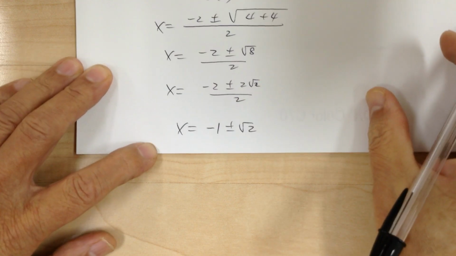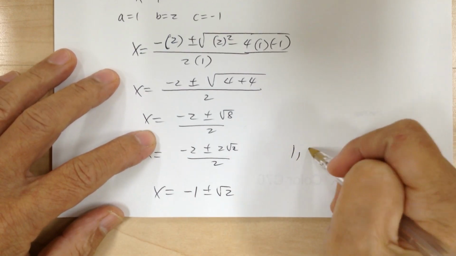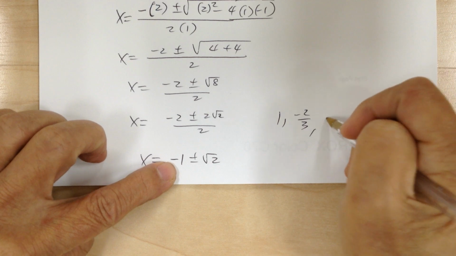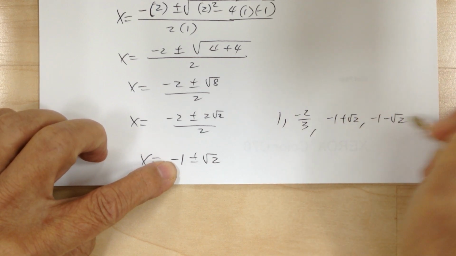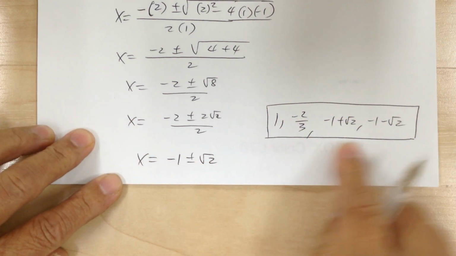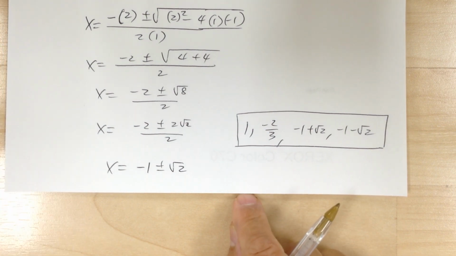So this is the 4th power, so you're going to get 4 answers. So the 4 answers are 1, negative 2 over 3. So those are given. And then the next ones would be negative 1 plus square root of 2, negative 1 minus square root of 2. So you can leave it in this form or you can separate them. So again, those are your 4 answers.